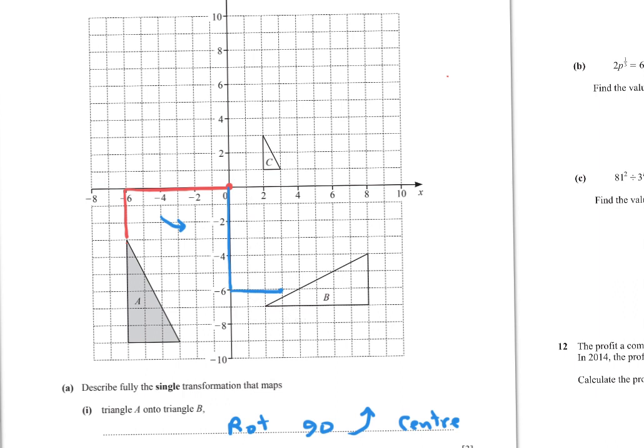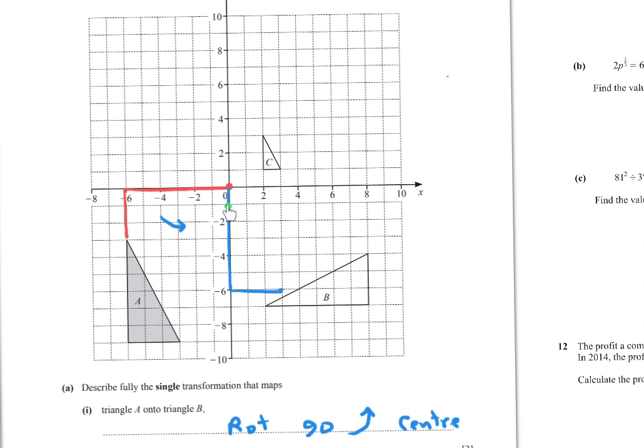So we can try this point, 0 and 1. We need to move 6 to the left and 4 down. So from this point, if you move 6 to the left and 4 down, it doesn't work. So what about this point? This point, to reach the point, if we consider this the center, we need to move 6 to the left and 2. So if we move 6 to the left and 2, we get the same point, the image.